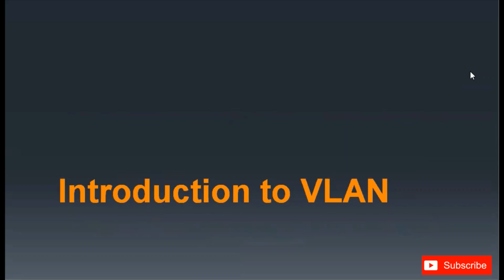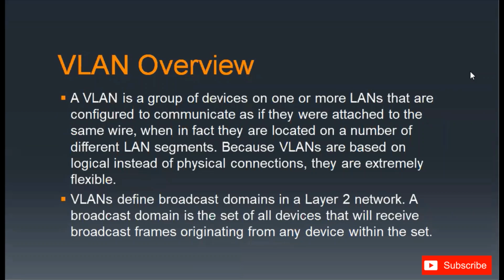Today we're gonna see a very important topic in switching, VLAN. VLAN overview. VLAN allows you to divide a single switch into multiple virtual switches. This is basically you are dividing a single broadcast domain into multiple broadcast domains. In a single switch, by default, it will have only a single broadcast domain. Through VLANs, you can divide that single broadcast domain into multiple broadcast domains.